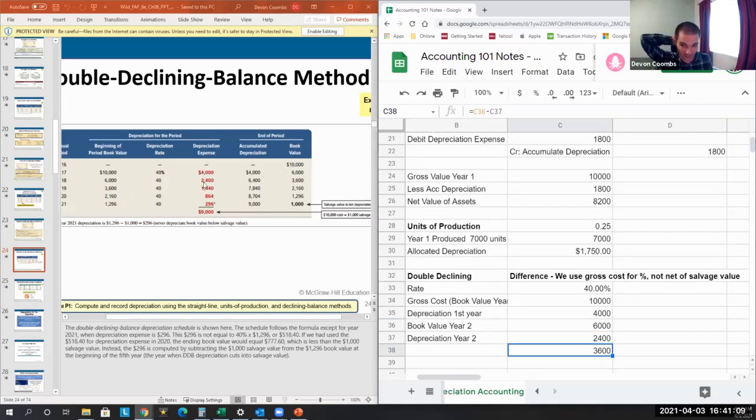So it's 4,000, then 2,400, then 1,440. And then in the last period, what adds complexity is we can never get below the salvage value. And so if we get below the salvage value, we have to do a difference. And so here, since we only have $1,296 in year 4, only 296 is depreciable, even if our calculation just says it's more.